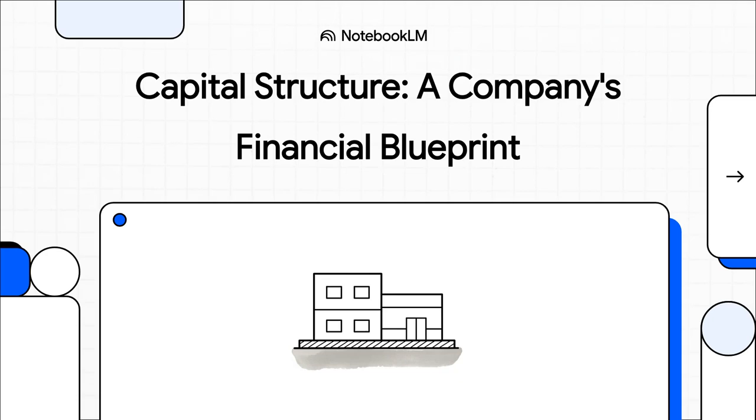Welcome to The Explainer. You ever wonder how a startup gets the cash to build its first factory? Or how a giant company like Apple funds the next big thing? Well, the answer lies in something called a company's financial blueprint, or its capital structure. It's basically the master plan for how a company pays for, well, everything. And today, we're going to break it all down.